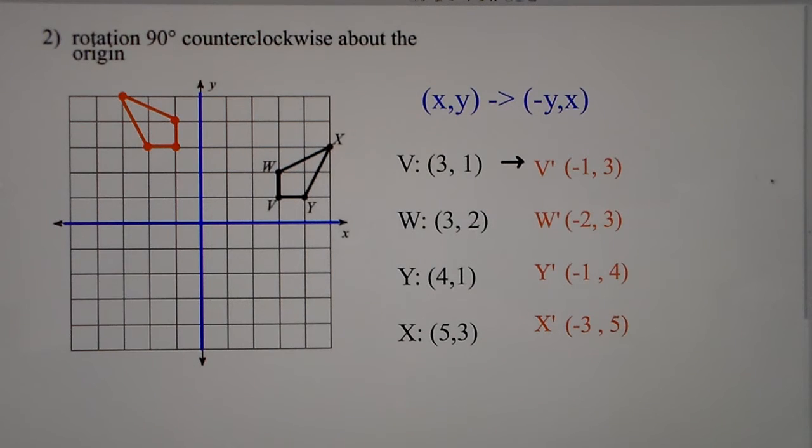And after we connect them, we get our nice little figure here in orange, our prime figure. So it's W prime, V prime, Y prime, and X prime. That's our figure that we would need to find. Next up is problem number 3.